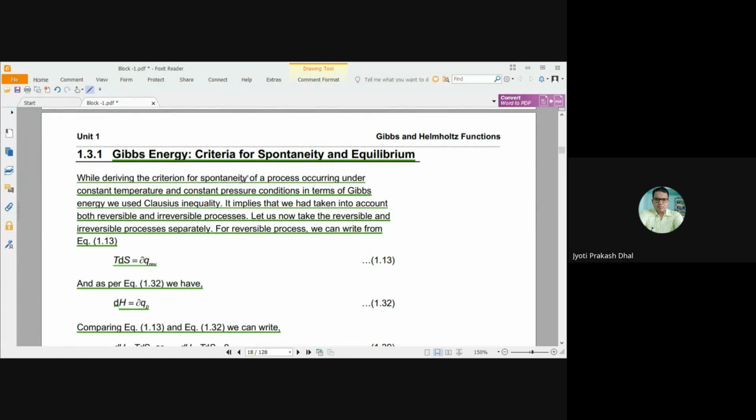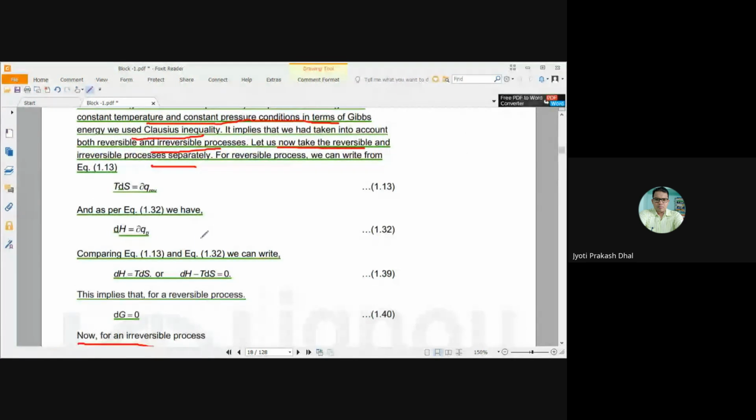While deriving the criterion of spontaneity of a process at constant temperature and constant pressure in terms of Gibbs energy, we also used the Clausius inequality studied initially. It implies that we have taken account of both reversible and irreversible processes. Let us now take the reversible and irreversible processes separately. First we'll discuss the criterion for a reversible process.